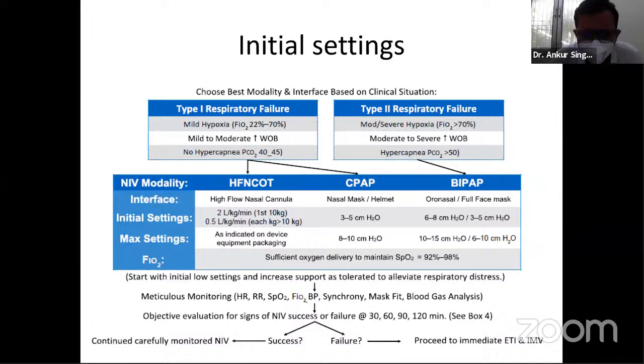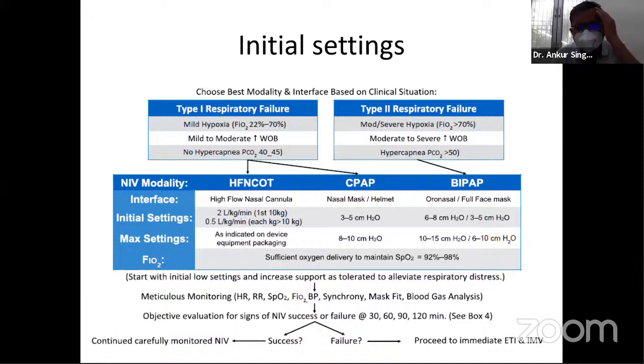Again, we can use CPAP also in that child, or if the level of consciousness is coming down and the child is going into type 2 respiratory failure, or the child is an elder, adolescent child, we can also think of using BiPAP. The most important thing once we have used our NIV devices is monitoring.